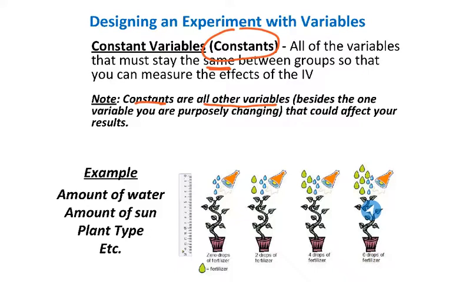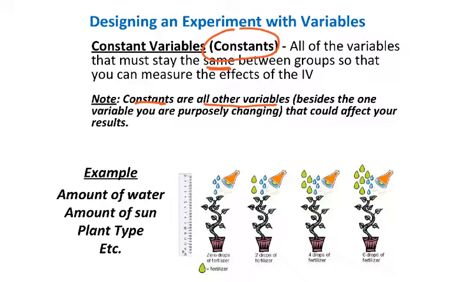We wouldn't know that it was the fertilizer that was causing it to grow taller unless we keep everything else, like the amount of sun that the plant gets and the amount of water that the plant gets, the type of plant that we're using. All of these things need to stay the same. Otherwise, we don't know that it's really the fertilizer that's making the plant grow taller.